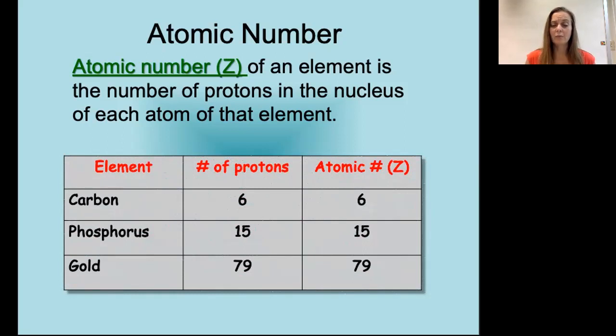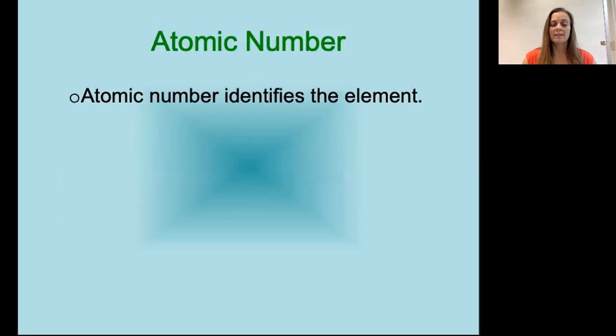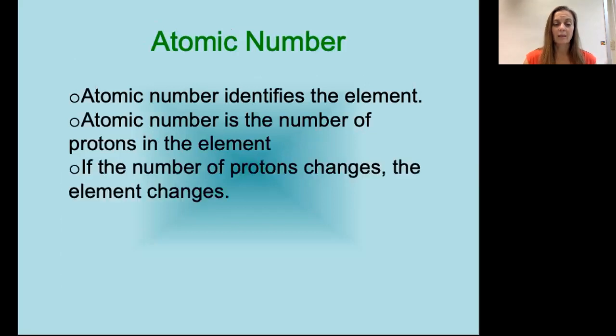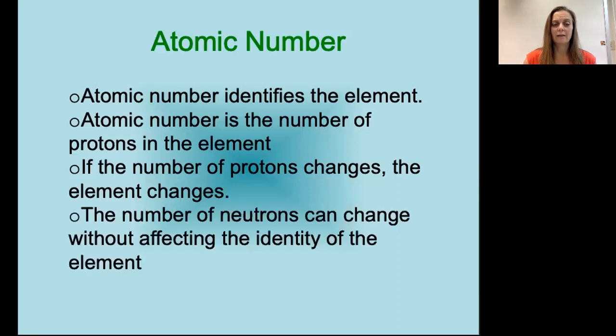And those atomic numbers are the same as the number of protons, and we abbreviate atomic number with Z. The atomic number is the identifying characteristic of the element. It is the number of protons in the element. If the number of protons changes, the element changes. But the number of neutrons can change, and that does not change the identity of the element. So the number of protons defines the element, but the number of neutrons can change. The number of electrons in a neutral atom is always going to be equal to the number of protons.